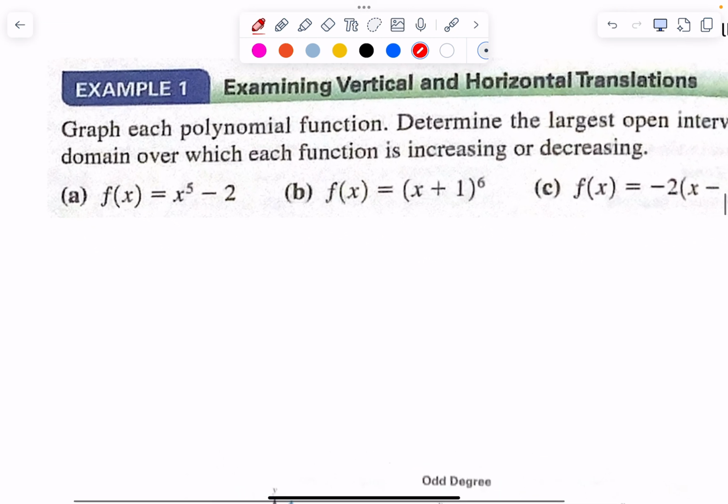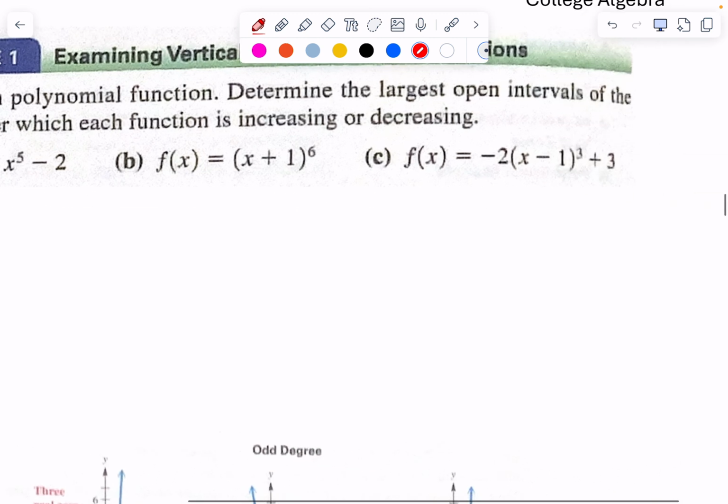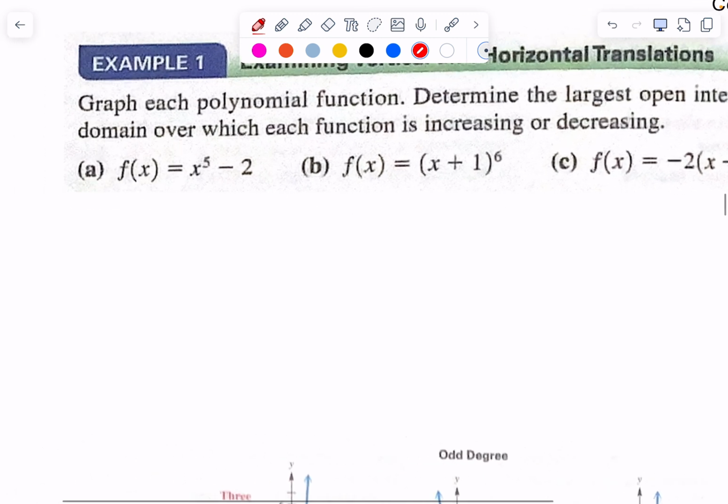Graph each polynomial function. So we're going to do each one of these the same kind of way. A, B, C. Let's talk about what the parent function is, and then let's talk about the transformation. I won't write that out every time.